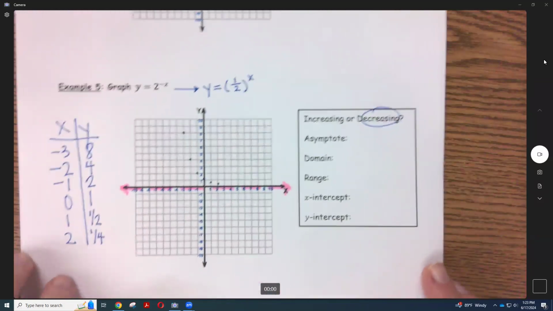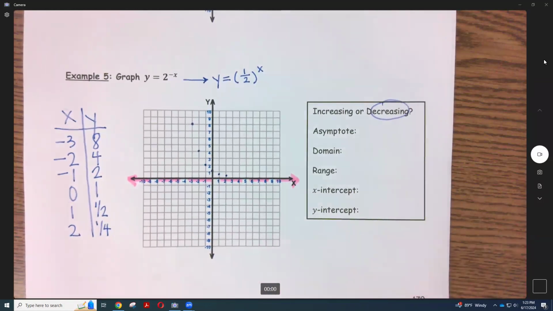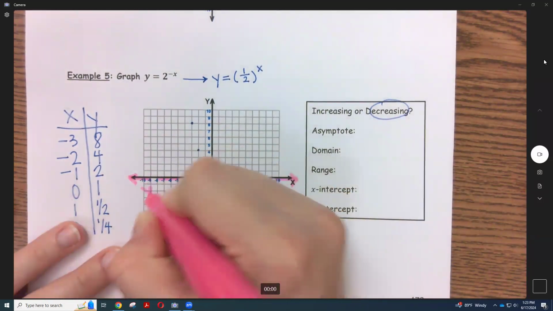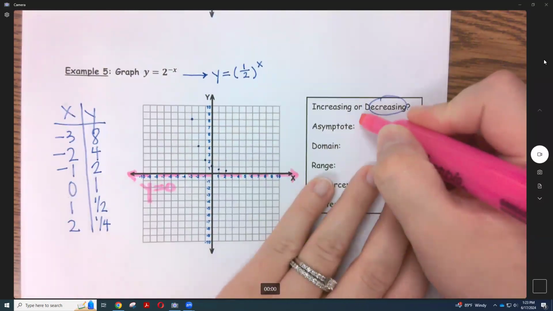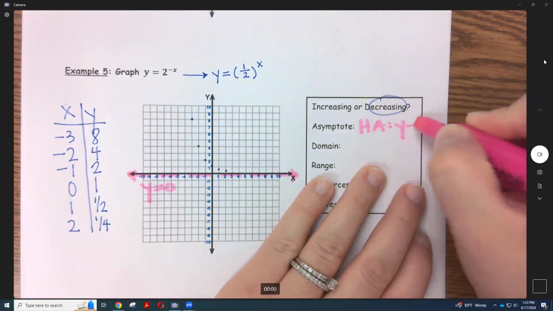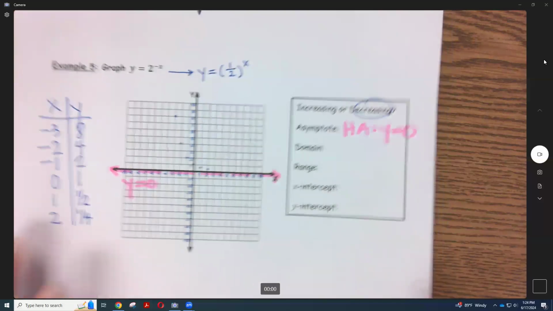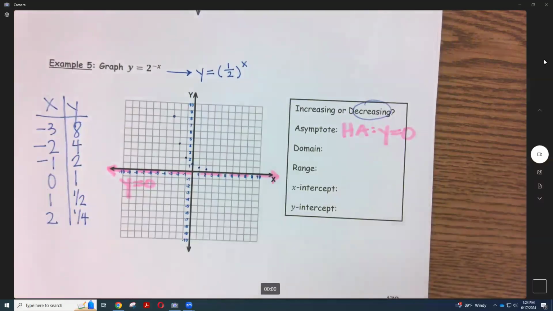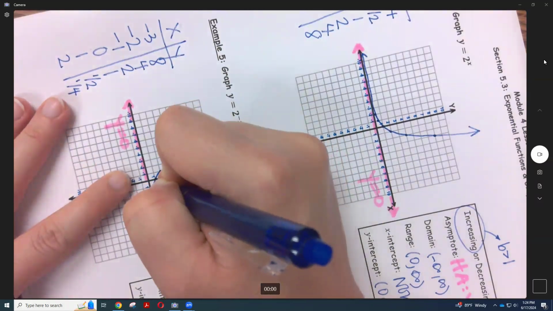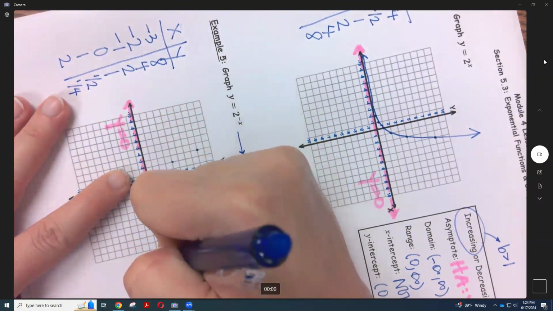And I again have that looking like it's under the x-axis, but that's more so it will just show up. But we have the same horizontal asymptote at y equals 0. So when I connect these points, we're again not going to go over that x-axis.